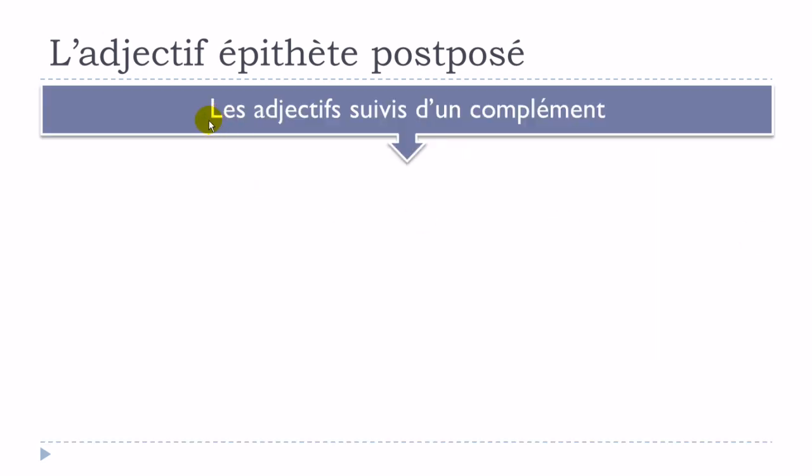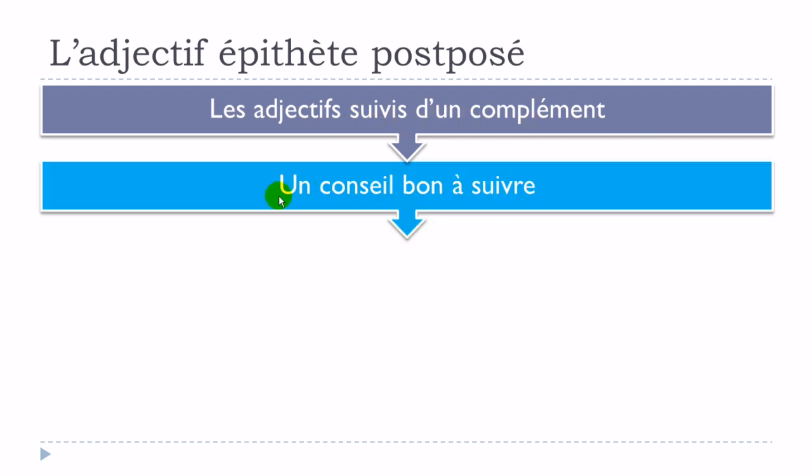And then we were talking about les adjectifs suivis d'un complément. Let's see one example now. Un conseil bon à suivre. It's actually quite interesting because in that case you can see that you've got your noun, un conseil, then you've got your adjective, bon, but then it introduces un complément, and this complément is à suivre. So in that case you've got your adjective and the rest, le complément. Of course you should put them after your noun. Un conseil bon à suivre.